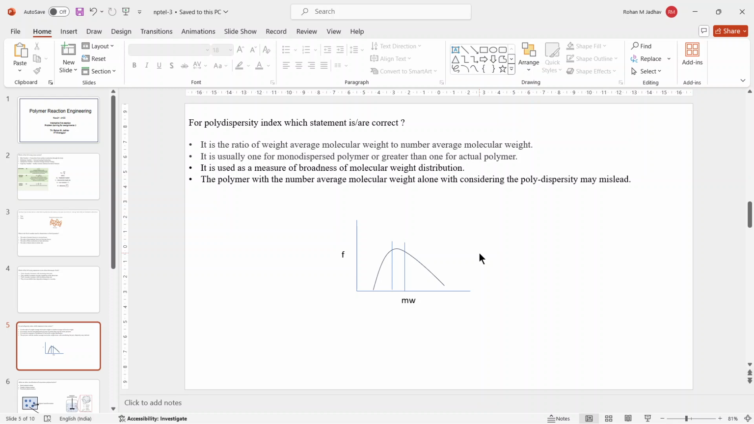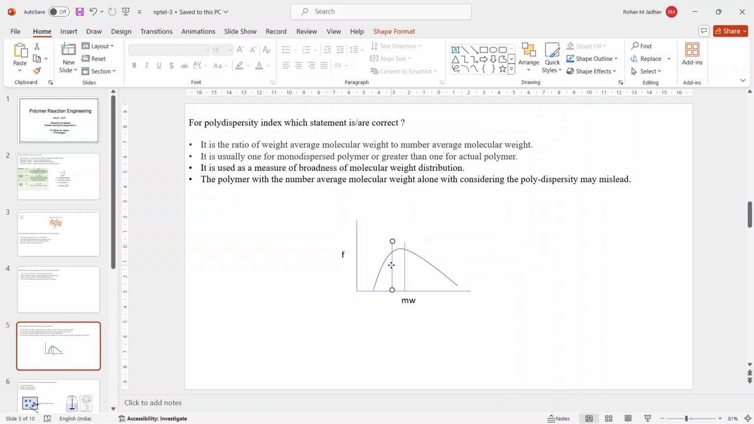So what happens in that is that not all chains will have the same length, and the distribution might be really broad or sometimes very narrow. But it cannot be like a single line. And when does a single line happen? It will happen when the polymer is monodisperse, and that happens when the weight average and the number average are equal.